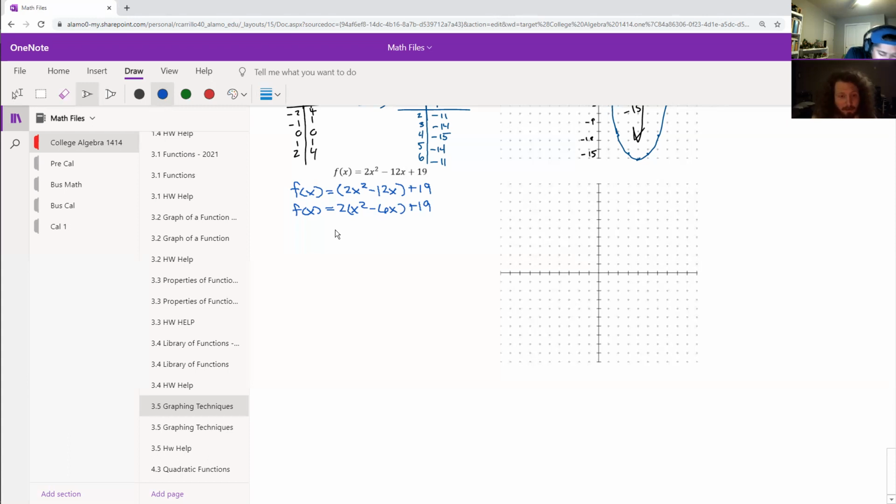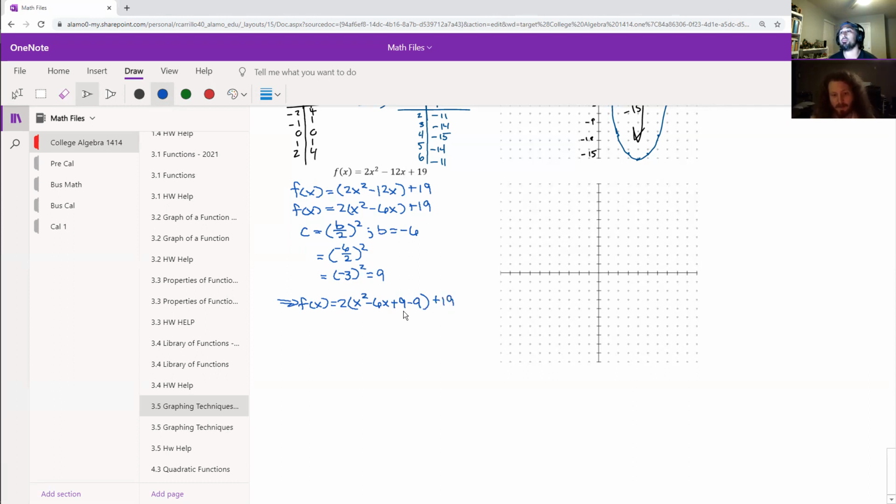I'm going to leave this 19 alone. So remember, c is equal to the b term divided by 2, squared. And in this case, b equals -6. So then c will be equal to -6 divided by 2 squared, which is equal to -3 squared, and that's equal to 9. So then we get f of x is equal to 2 times the quantity x squared minus 6x plus 9 minus 9 inside the set of parentheses plus 19.